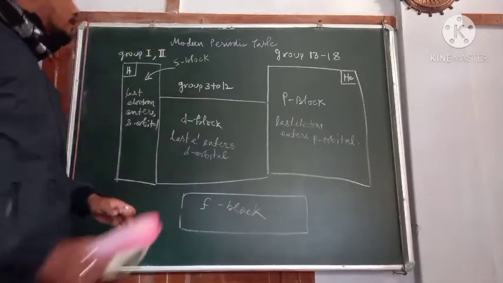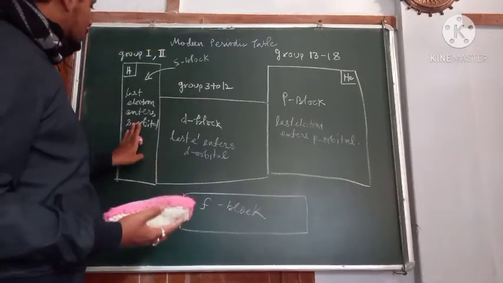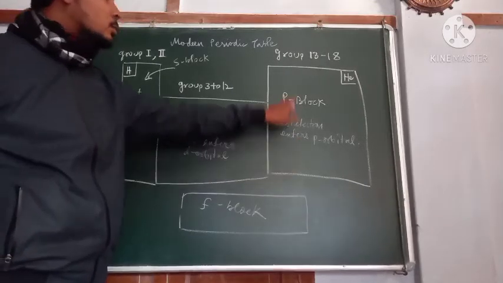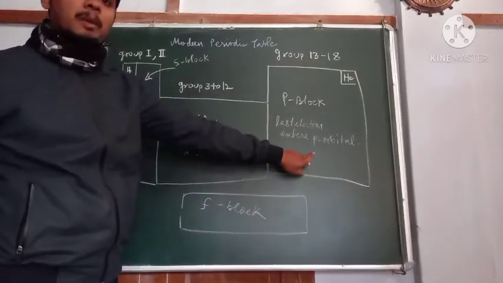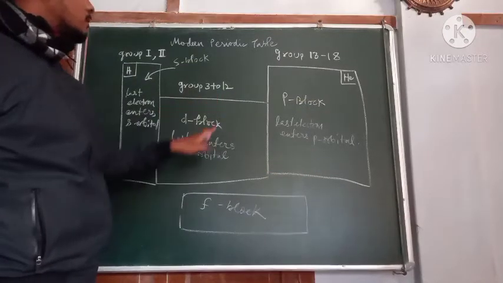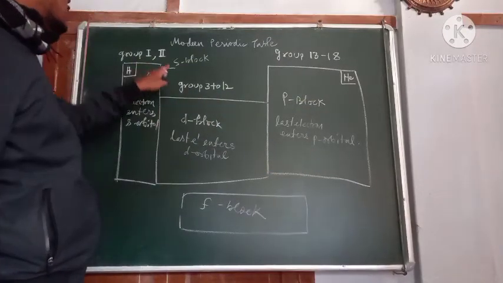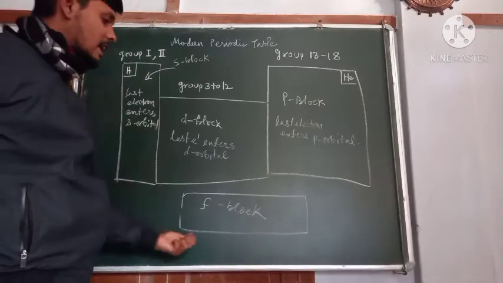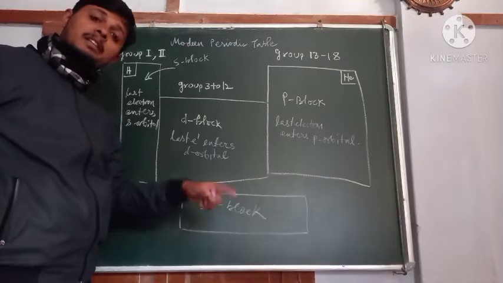Now, these are called S block elements. P block elements, group 13 to 18, those are P block elements. Group 3 to 12 are D block elements. Group 1 and 2 they are S block elements, and F block elements we will discuss later on.